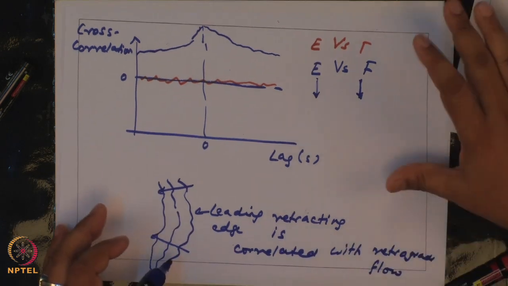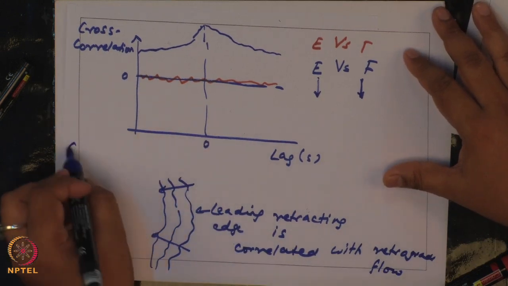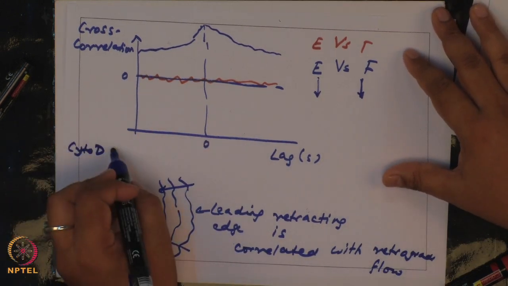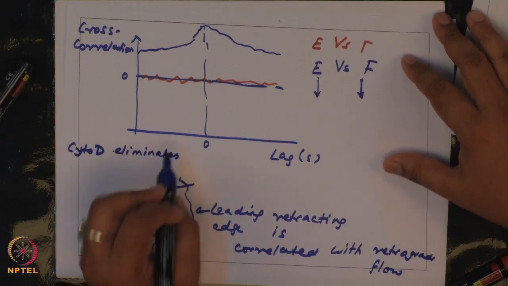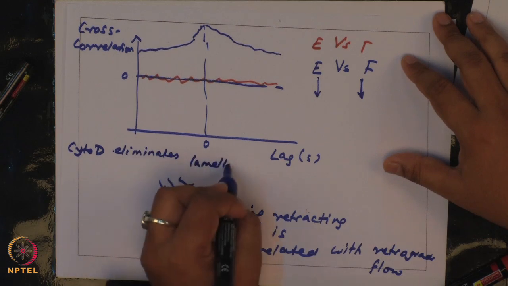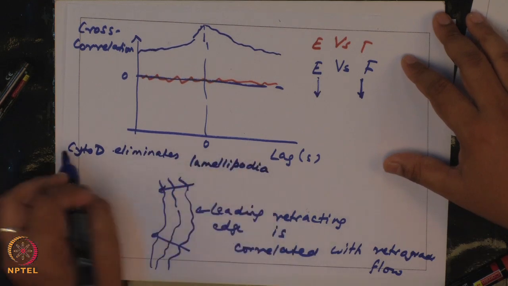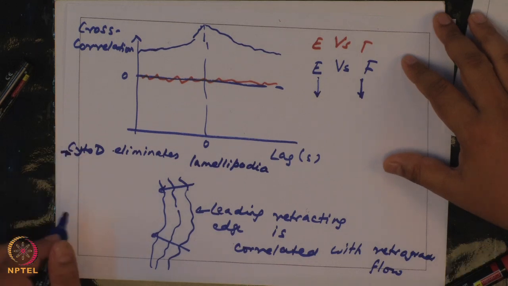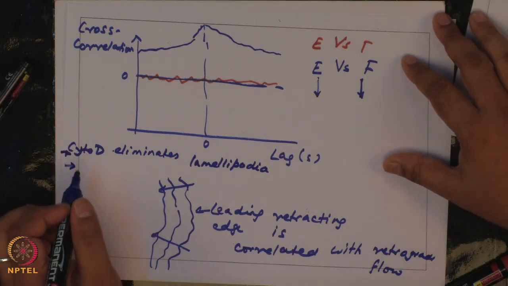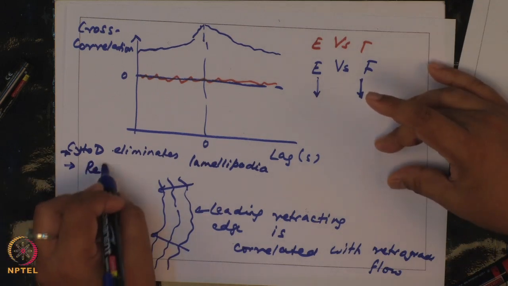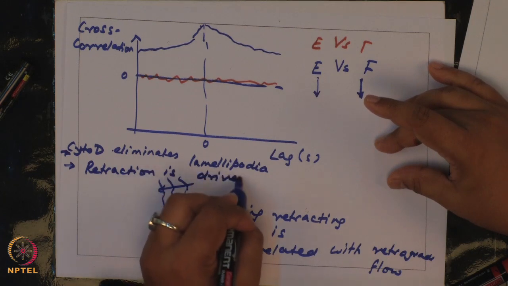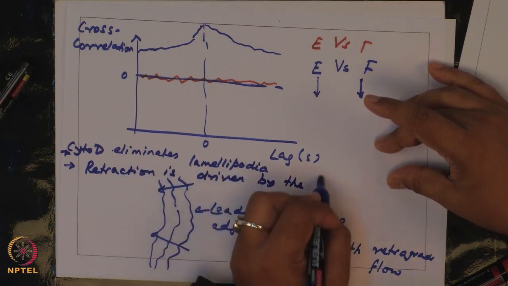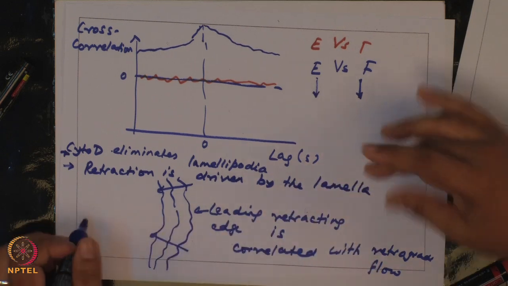So, what you have, this suggests that cytochalasin D eliminates the lamellipodia. Then in that case, what drives the retraction? Retraction is driven by the lamella. You have myosin 2 in the lamella, which is pulling the filaments back.